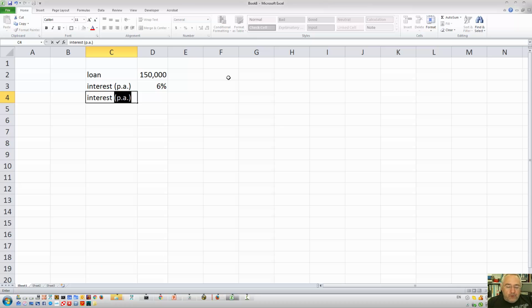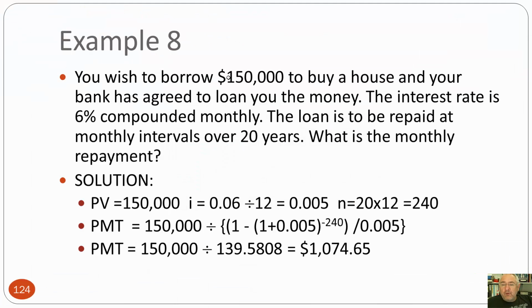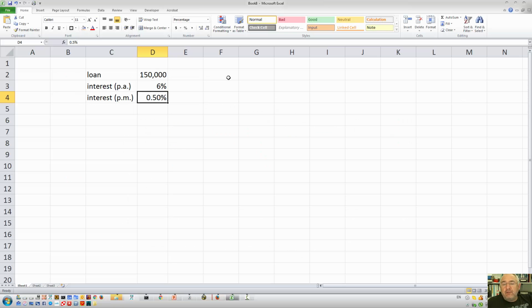Now, remember, we can't actually do any calculations with that 6%. What we want to know is what is the interest rate per month. It doesn't take a huge brain to work out that if it's 6% per year, it's going to be 0.5% per month, right? Just divide by 12. And let's just go back to the original example. The loan is to be repaid at monthly intervals over 20 years. So the term of the loan is 20 years. Well, that's pretty useless because we've got the interest rate in months. We want to know how many months that is. So a more sensible way is to say the term is 20 years times 12 months, right? 240.